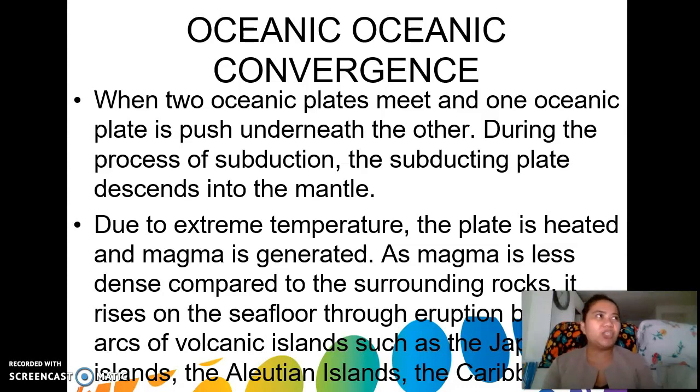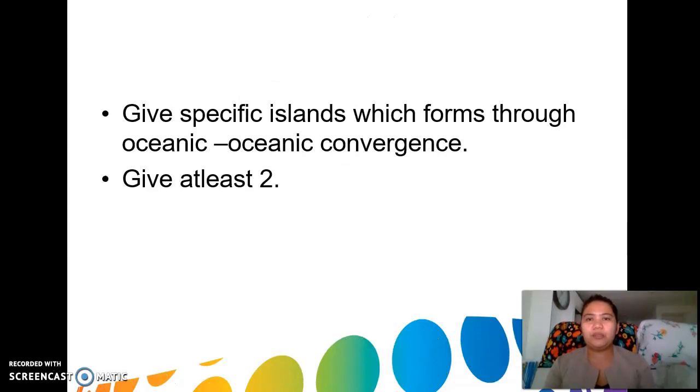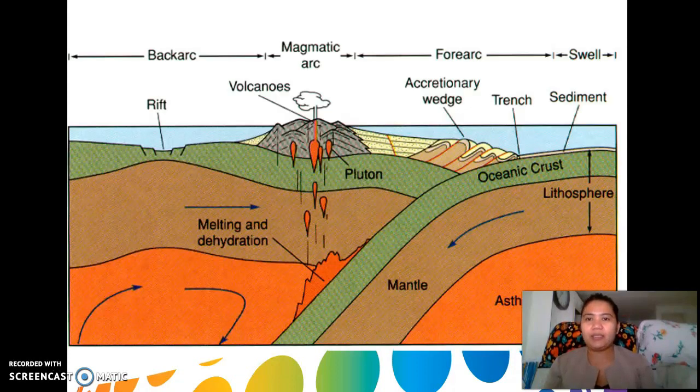So apart from trenches, there will be islands formed and volcanoes. So give specific islands which form through oceanic to oceanic convergence. So as I've said a while ago, we have Caribbean, Aleutian, Japanese, and likewise the Philippines. So Philippines is formed under the category of oceanic to oceanic convergence.